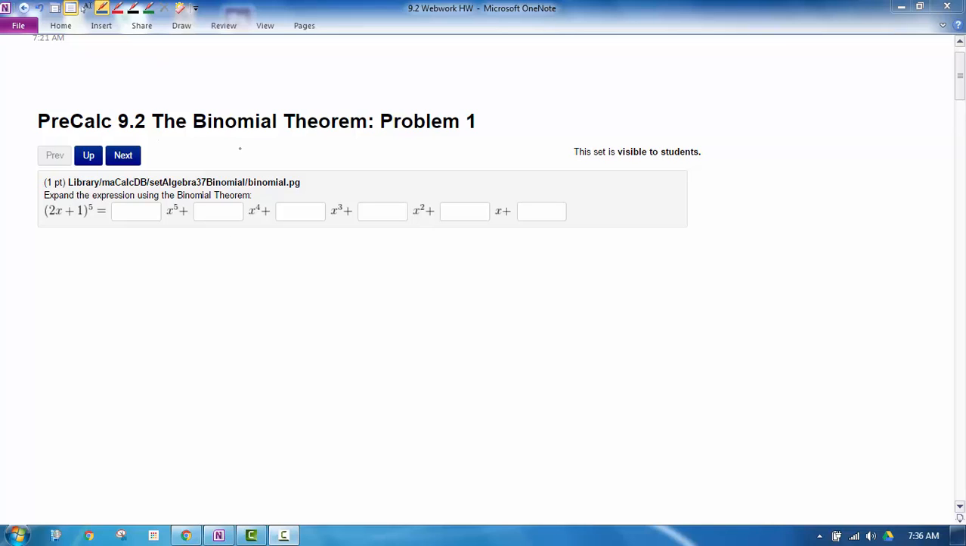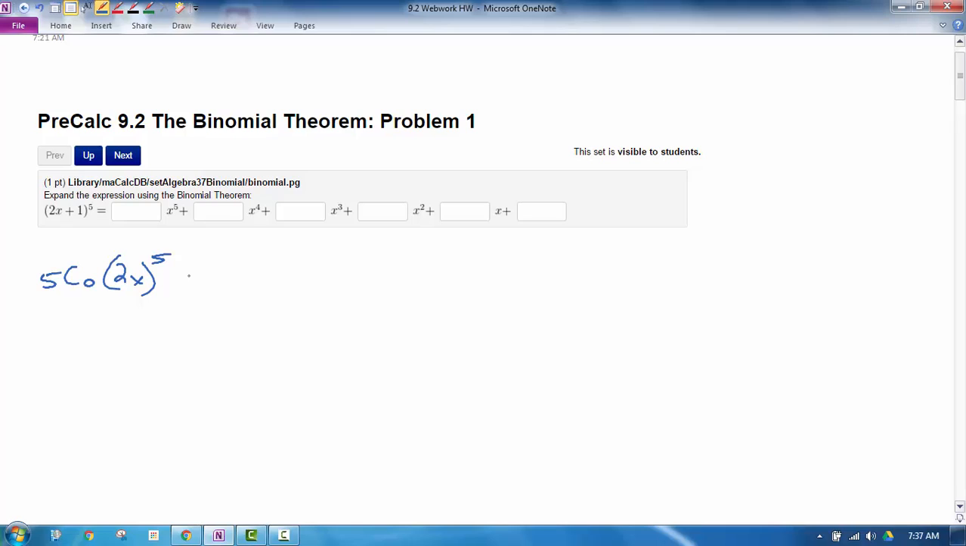Okay, 9.2 homework is on the binomial theorem. So we're going to expand this linear factor to the fifth power. The best way to do it is with the binomial theorem. What we're going to do is 5c0, and then we take the first term, which is 2x, put it in parentheses, and raise that to the fifth power.